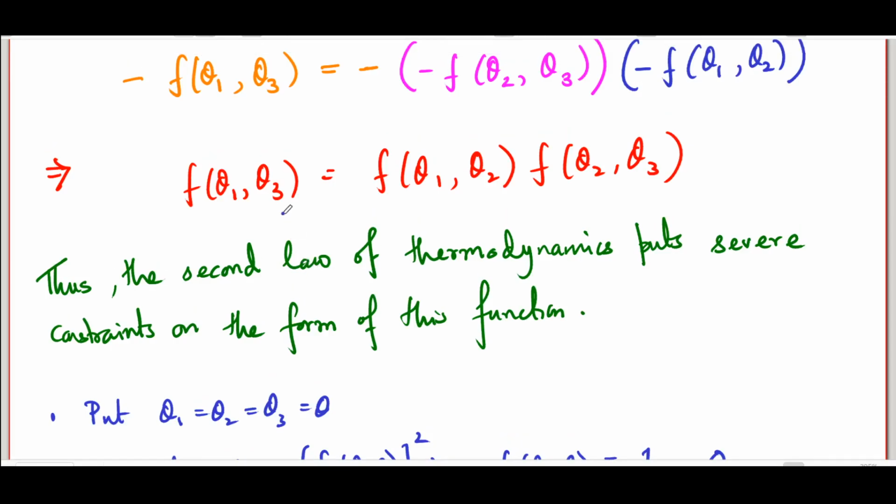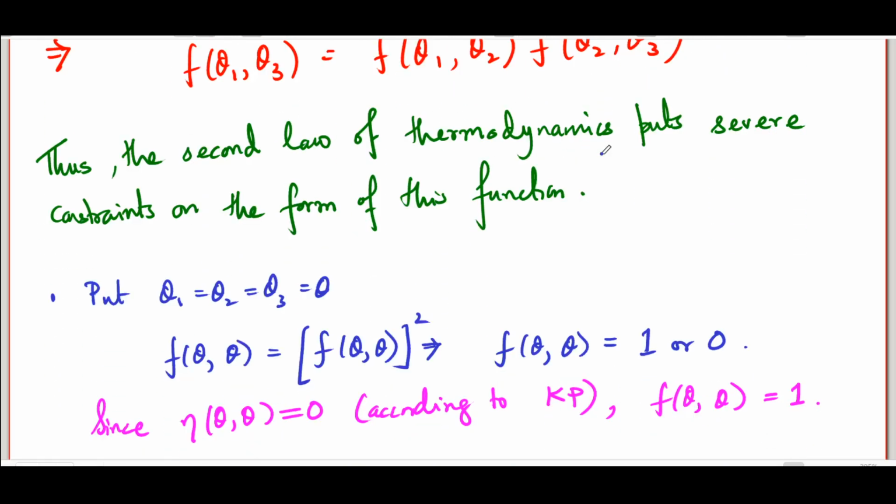Well, to begin with, we put all of the three arguments as equal. That is, we put theta 1, theta 2 and theta 3 all equal to theta. So this is f of theta comma theta, and on this side you have the square of f of theta comma theta. So the equation in this special case simply becomes f of theta comma theta is equal to its own square. Therefore, it has to have the value of either 1 or 0. Which one of the two is possible is very easy to figure out from the physics. If you are running a Carnot engine between two reservoirs at the same temperature, its efficiency eta theta comma theta has to be 0.